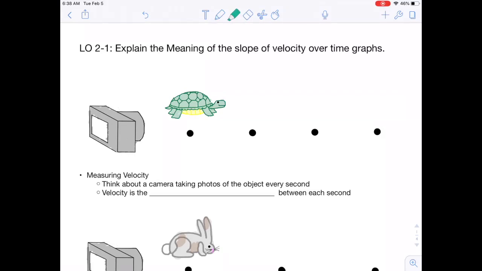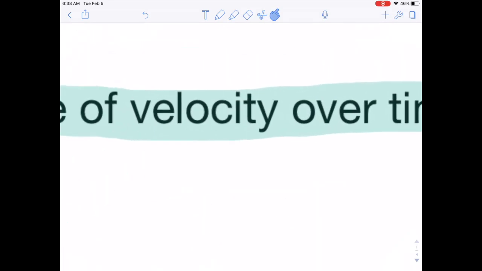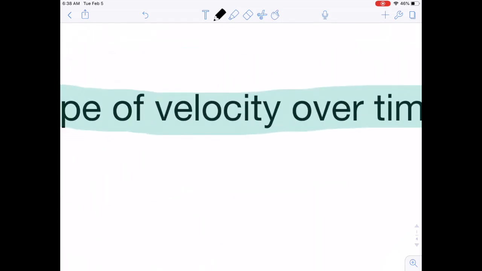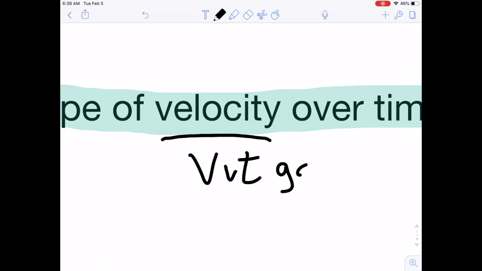Alright, let's take a look at this. Learning objective 2-1, this is actually a little typo. It should say 2-2. Explain the meaning of the slope of a velocity over time graph. We're working with velocity over time graphs. So V versus time graphs.